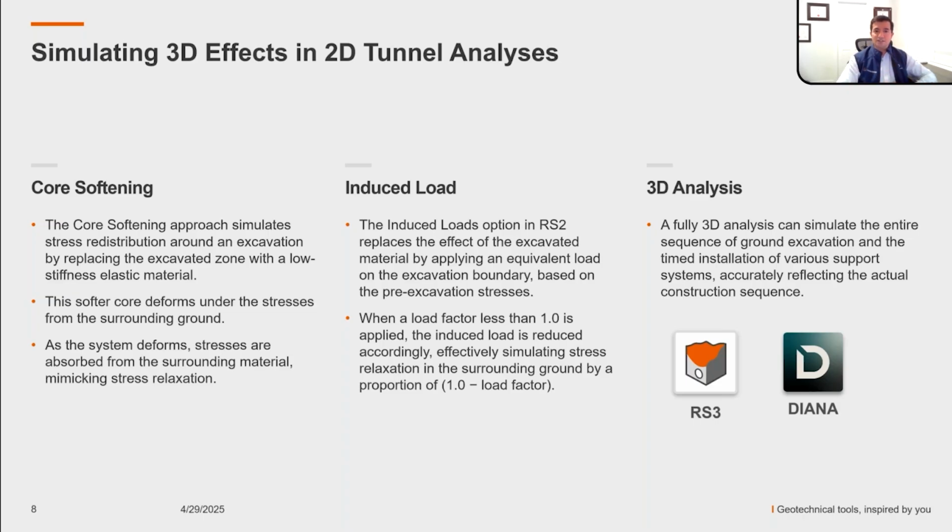If you want to do that in 2D, there are 2 approaches that I will introduce here. One is core softening, the other one is induced slope. These are the approaches that we have in RS2. The core softening approach simulates the stress distribution around an excavation by replacing the excavated zone with the lowest stiffness elastic material.